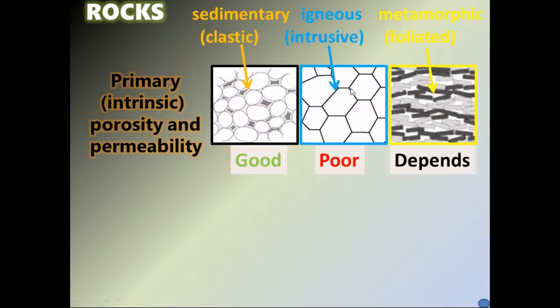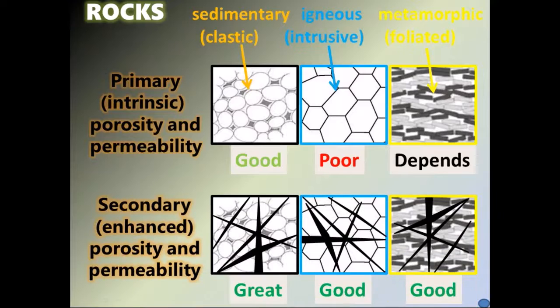In the case of an intrusive igneous rock, say granite, for example, that has very poor porosity and very poor permeability. There just is no open space in between those interlocking mineral phenocrysts. In the case of a metamorphic rock, well, it depends. If the metamorphic rock is foliated, like a schist, for example, or a slate, there's a lot of open space in between the individual mineral grains, and you could store water anyway.